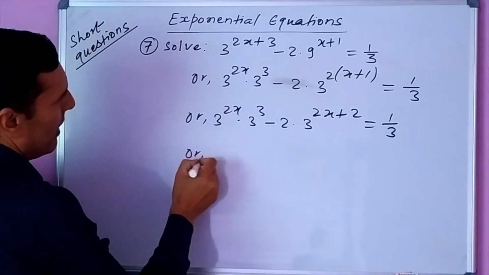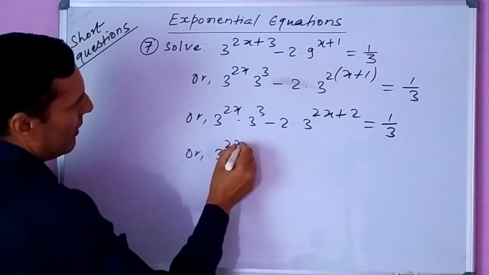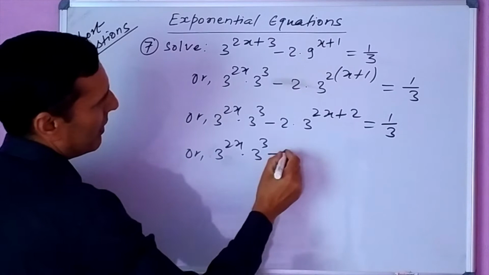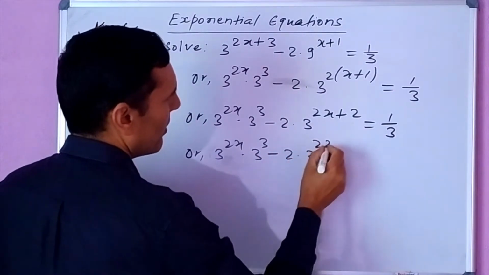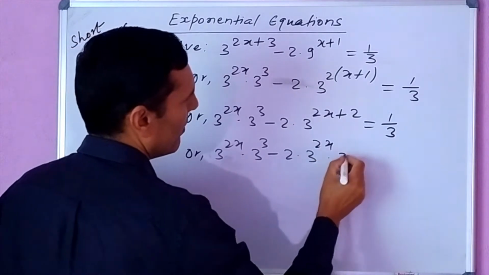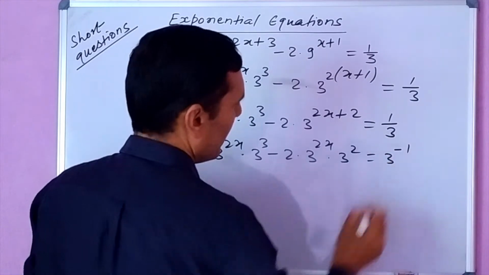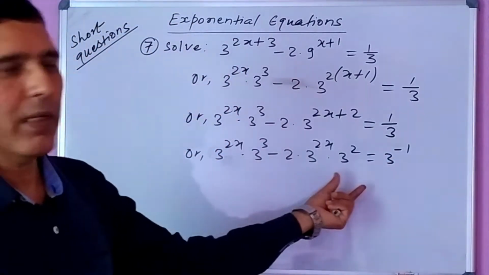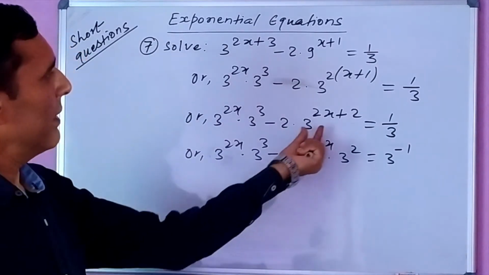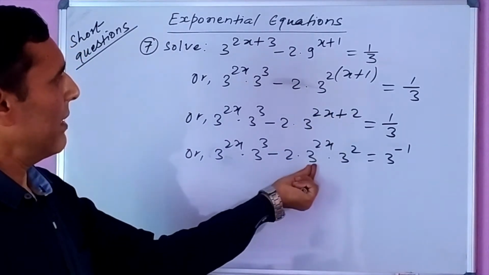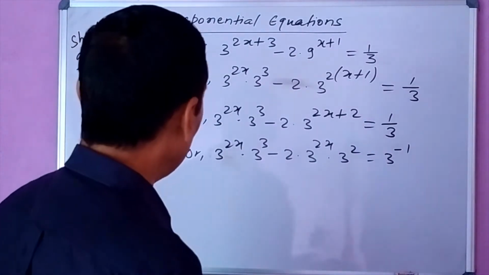Now on the left hand side also, 3 to the power 2x into 3 to the power 3 minus 2 into 3 to the power 2x into 3 to the power 2 is equal to, on the right hand side, 1 upon 3, which can be written as 3 to the power minus 1. And this 3 to the power 2x plus 2 can be written as 3 to the power 2x into 3 to the power 2. We know it very well.